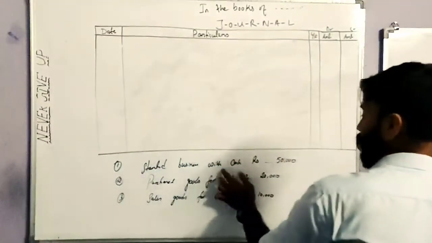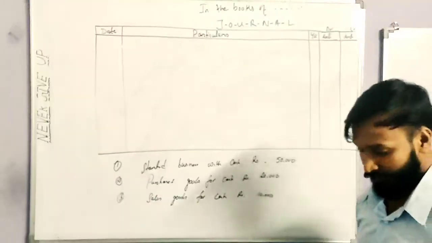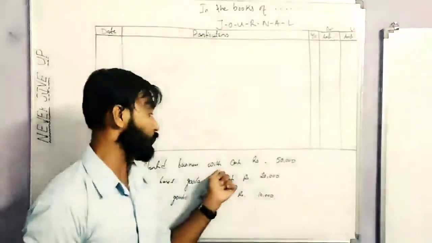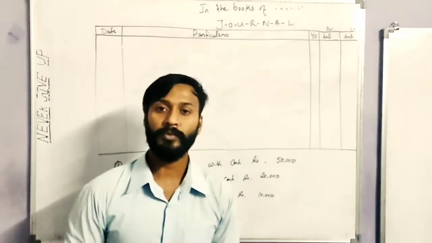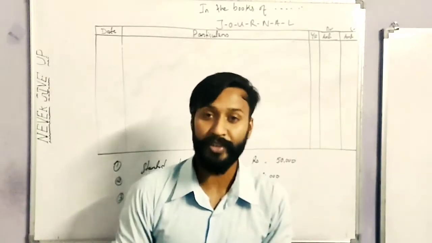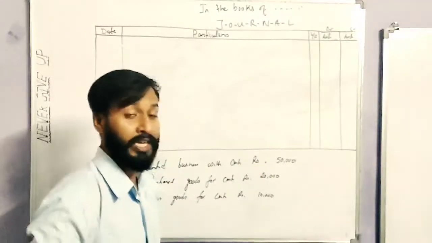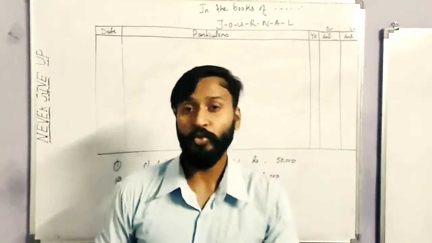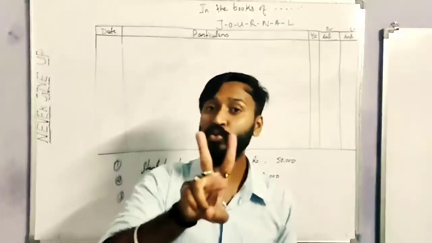The first one is started business with cash, rupees 50,000. So we need to pass the journal entry. In every transaction, minimum there will be two accounts. So you have to understand how many accounts are given in a transaction by reading the transaction. You are the business, you have started one business with cash, rupees 50,000. So in this particular transaction, there are two accounts.